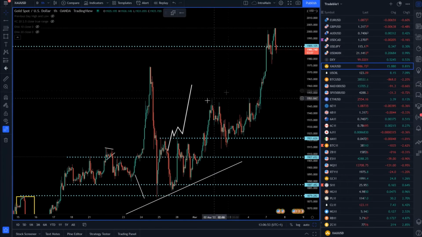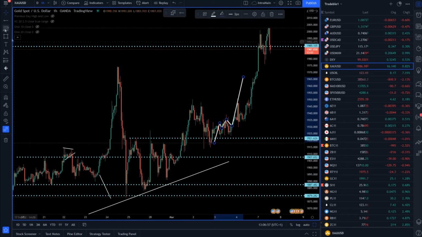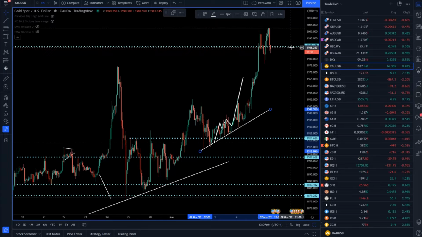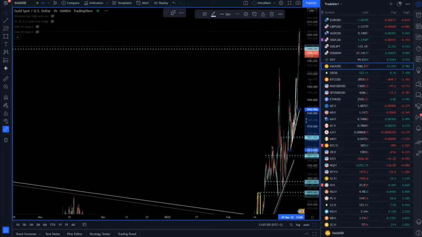On the gold, we can find that gold did a pretty nice job. I alerted you about the rising lows here, in a very strong upside trend. The market went all the way to test that 1989.